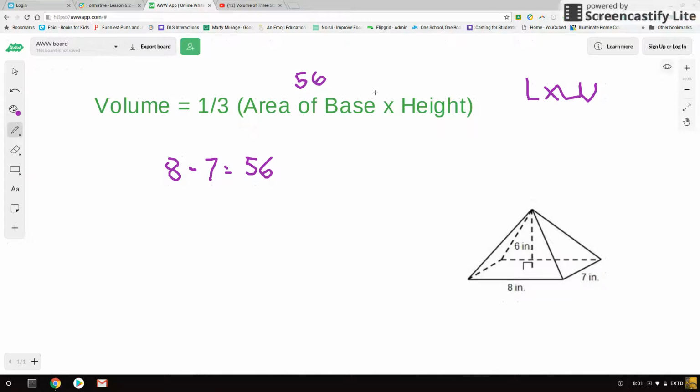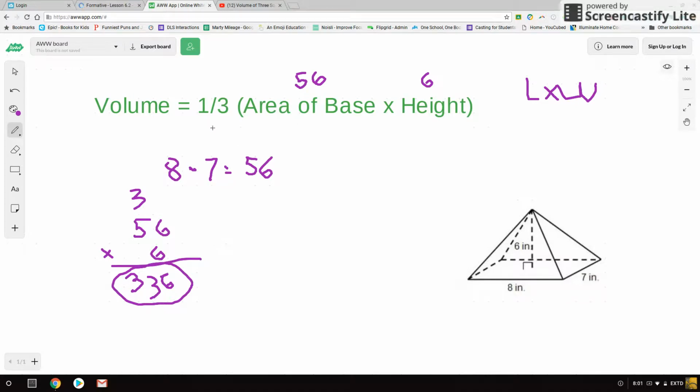Next step, we have to take that and multiply it by the height. Well, the height is 6, so I have to take 56 times 6. I'm going to do that problem right over here. 56 times 6. As I work that out, 6 times 6 is 36. 6 times 5 is 30, plus 3 more is 33. So I have the area of the base times the height is 336. That's a number I really need. I've figured out everything inside my parentheses now.